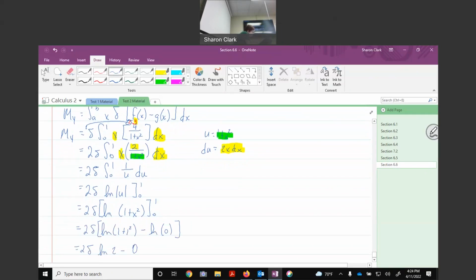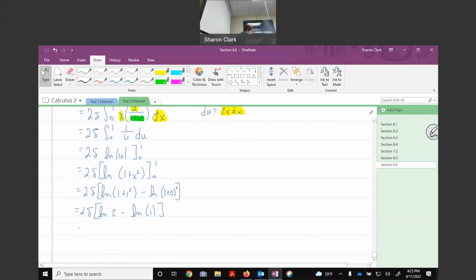Oops, correct that: 1 plus 0 squared. So that's going to be ln of 1. So that's 2 delta ln of 2 minus 0, which is 2 delta ln of 2.